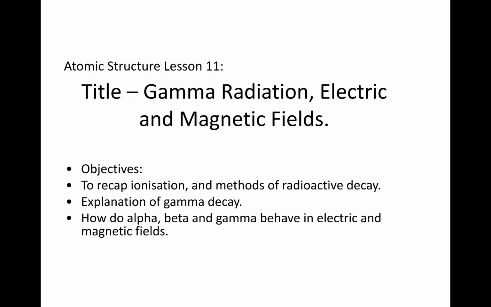The subject is GCSE physics. This is atomic structure lesson 11, and this one's gamma radiation and electric and magnetic fields. Objectives are to recap ionisation, but you probably already know what that is, and methods of radioactive decay, an explanation of what gamma decay is, and how alpha, beta and gamma behave in electric and magnetic fields.